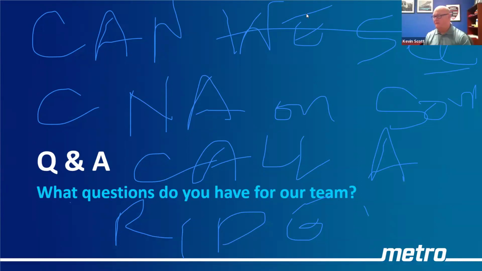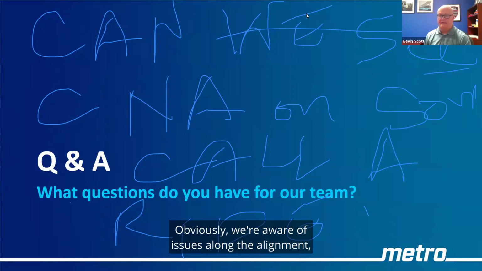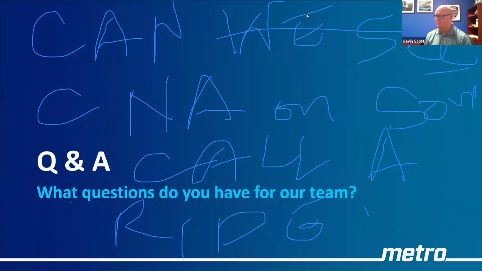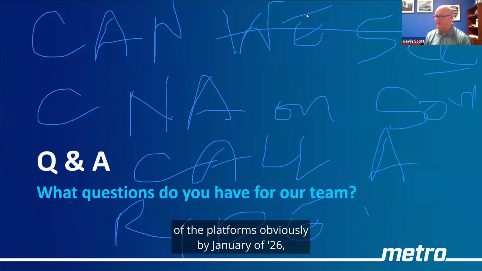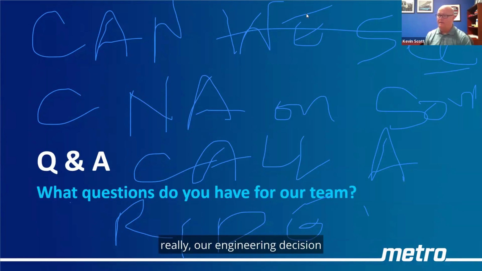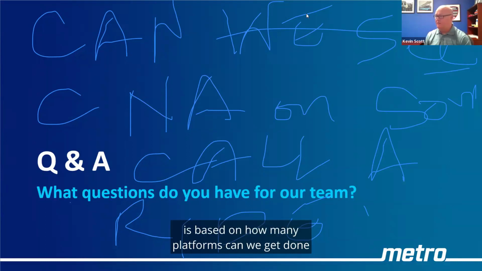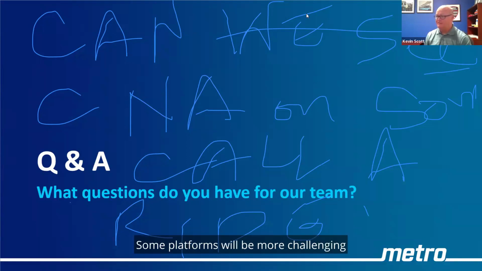Yeah, certainly. Obviously, we're aware of issues along the alignment, what occurs at different locations. Relative to the project, relative to SPP, the decisions that are made about which platforms will go first, and we're hoping to accomplish all of the platforms by January of 26, really are engineering decisions based on how many platforms we can get done as quickly as possible. Some platforms will be more challenging than other platforms.